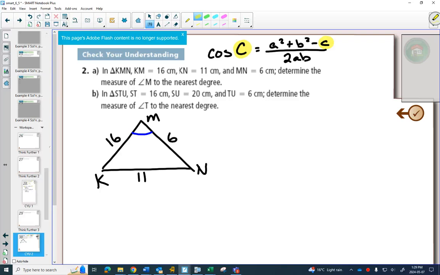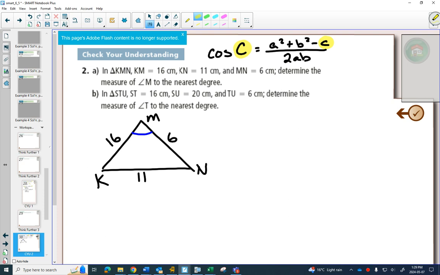Now we use this formula when we have to use the cosine law. Notice we have three pieces of information. Do we have a 90-degree angle? Maybe, but we don't know. It's possible, but we're not given any angles. So you're not allowed to use SOHCAHTOA or a squared plus b squared equals c squared. In fact, if you checked a squared, 36, plus b squared, 121, you get 157. And 16 squared is 256, so it's definitely not a 90-degree triangle. A squared plus b squared equals c squared doesn't work.